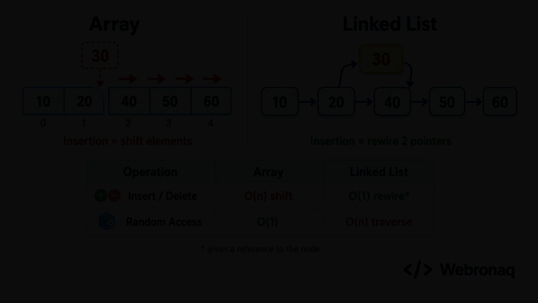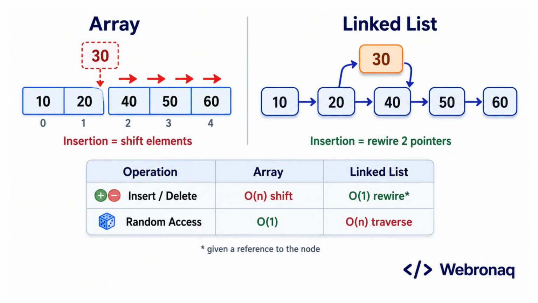or deleting data. Alright, now that we know how traversal works, let's talk about where linked lists really shine and where they fall short. Imagine inserting the value 30 between 20 and 40 in an array. Every element after that point has to shift 1 position to the right. That's order n work, in the worst case. In a linked list, you just rewire 2 pointers. Node 20's next points to the new node, and the new node's next points to 40. Done. That's constant time, assuming you already have a reference to node 20.